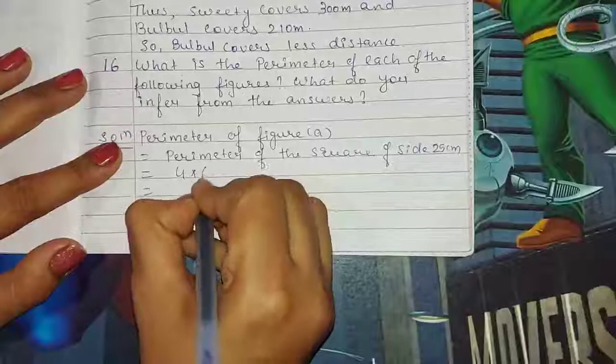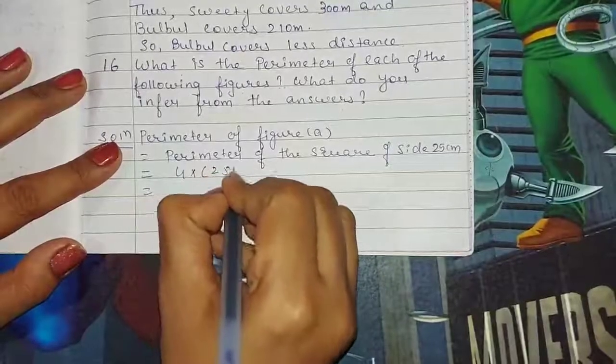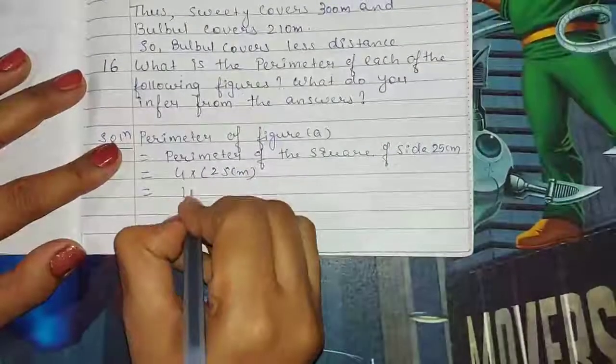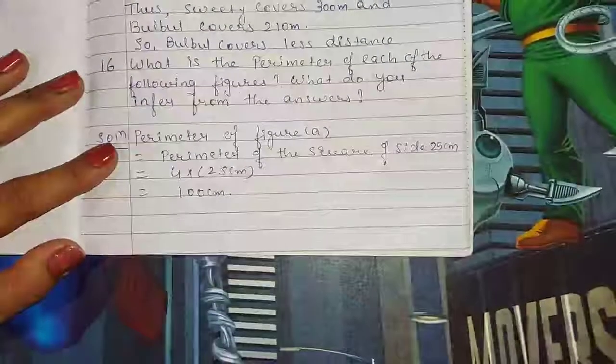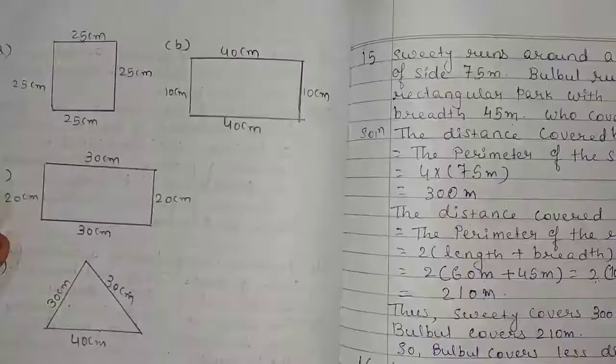That is 4 multiplied by 25 centimeter, which equals 100 centimeter. So the perimeter of figure A we got is 100 centimeter.